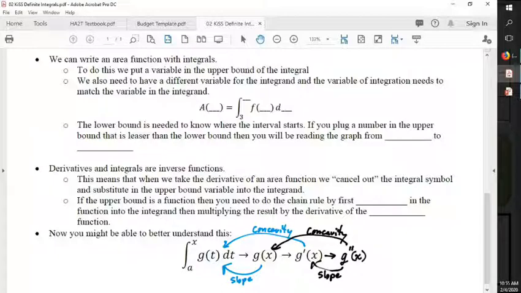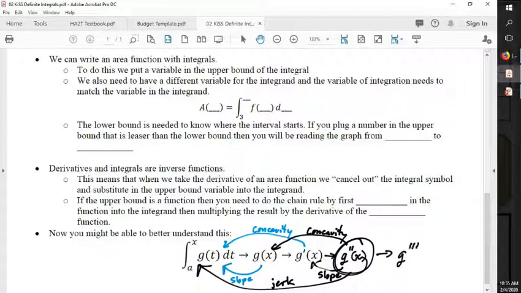Now, g double prime, what does it tell you about the next one? That is known as the jerk. And yes, we can go even farther. We can go here. What is that? I don't know. What does this tell you about that? I don't know. I forgot. Look it up.